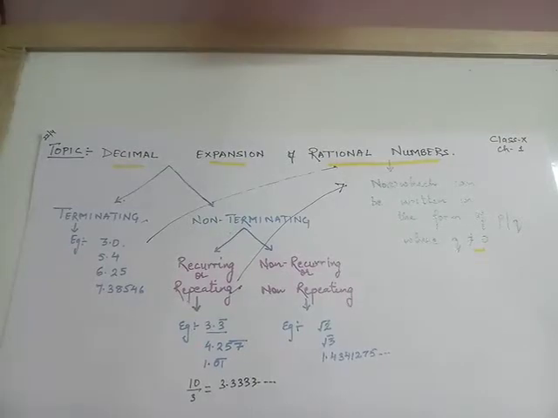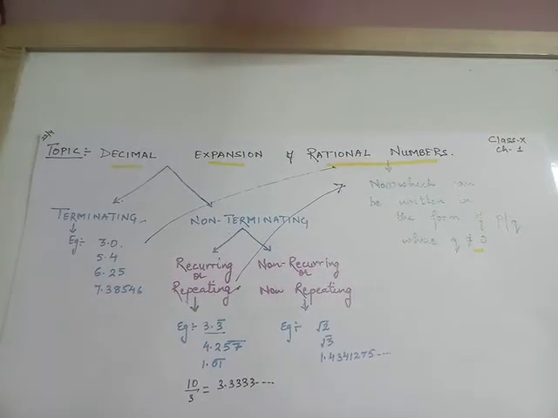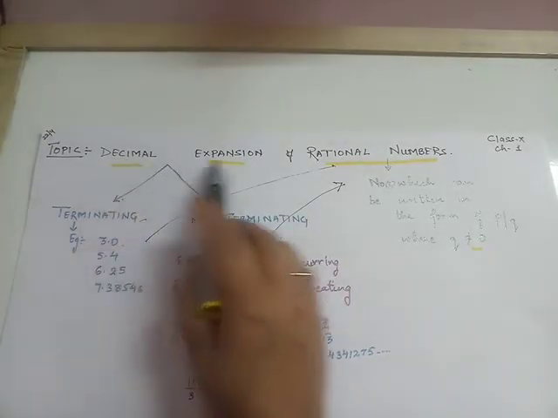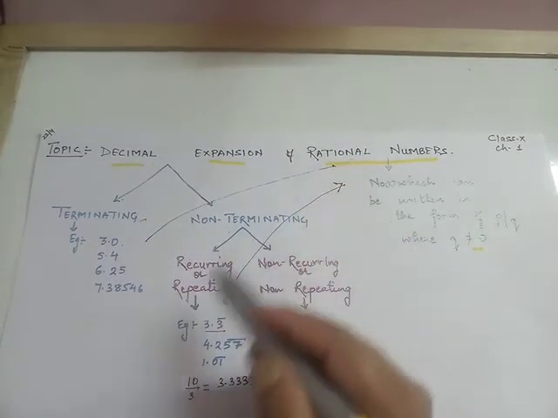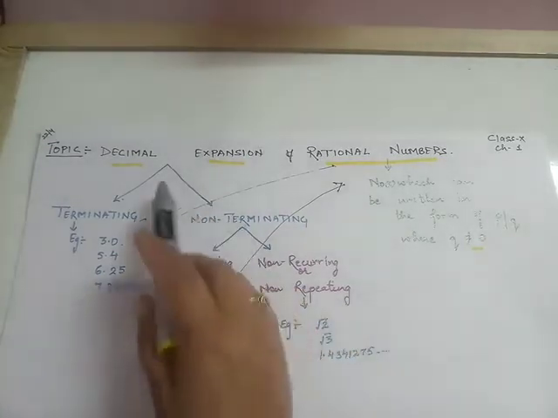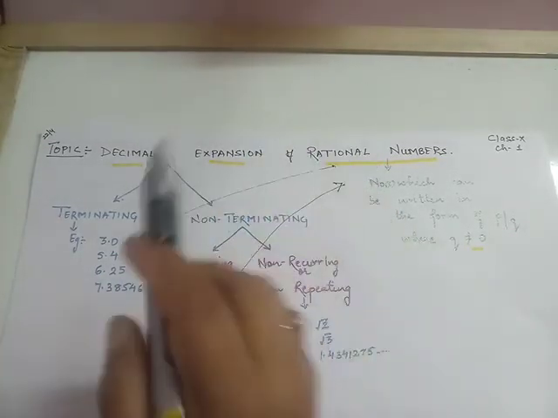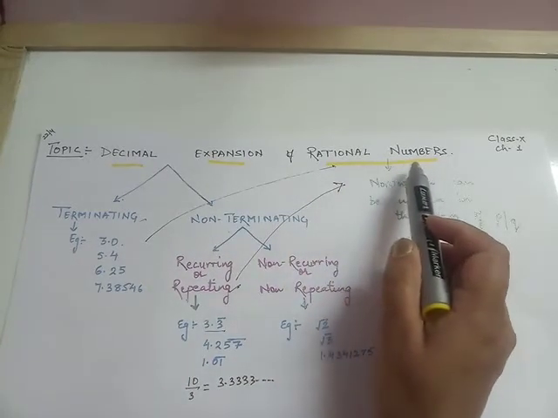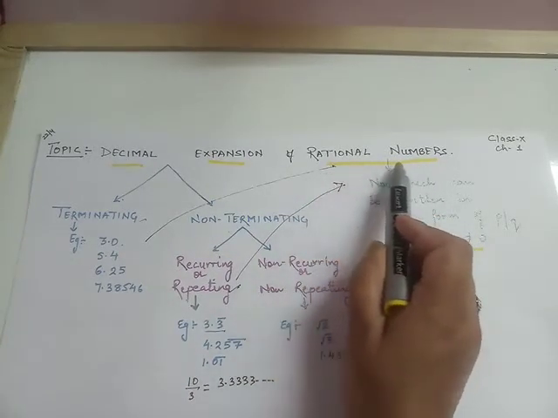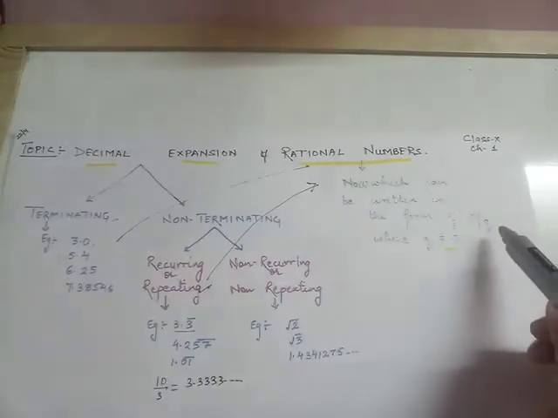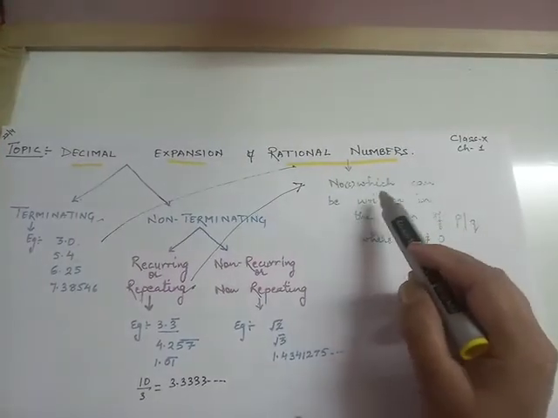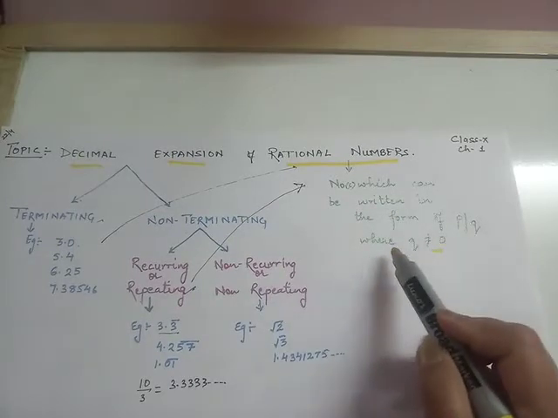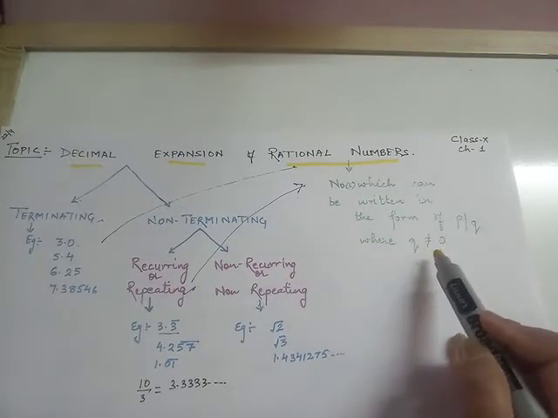Today's topic is decimal expansion of rational numbers. Now, before actually starting the topic, let us get a quick recapitulation of the terms used in our topic, that is decimal expansion and rational numbers. As we say rational numbers, the definition quickly pops into our mind, which is numbers which can be written in the form of P upon Q, where Q is not equal to 0.